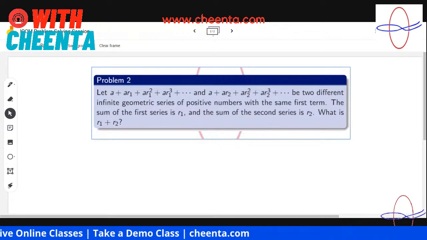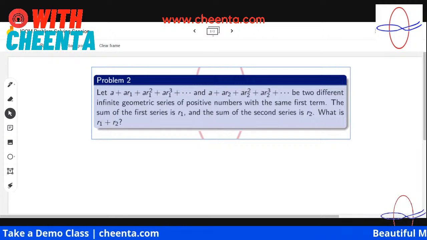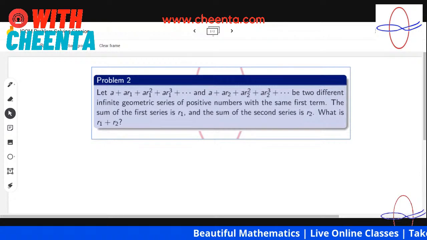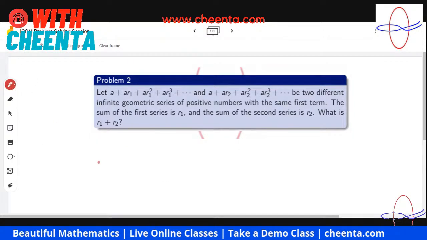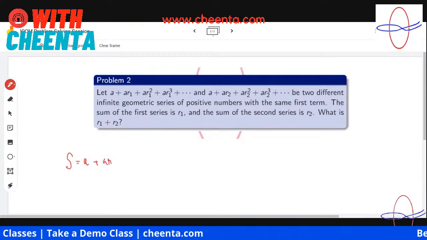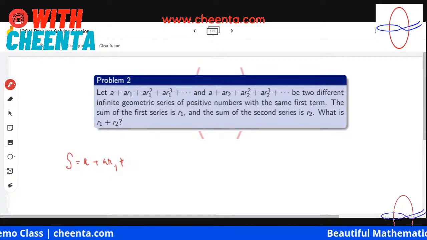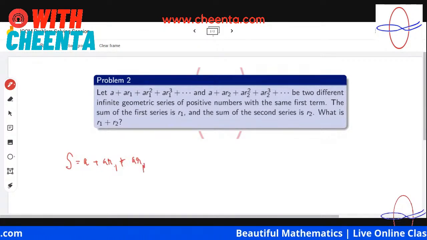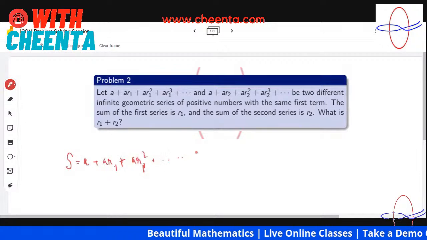Because without R1 less than 1, the series will not converge to a number. It's given the sum of the first series is R1. It's an infinite series, so let me revise the infinite series. How do you find an infinite series? Let's say S is the sum A plus A R1 plus A R1 square, and it continues, okay?